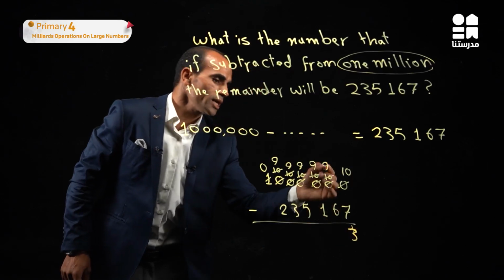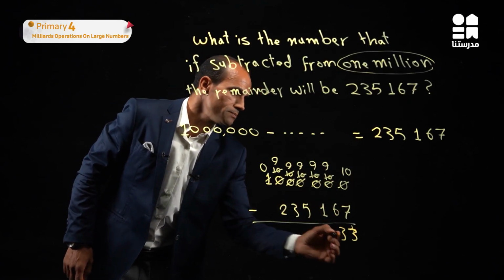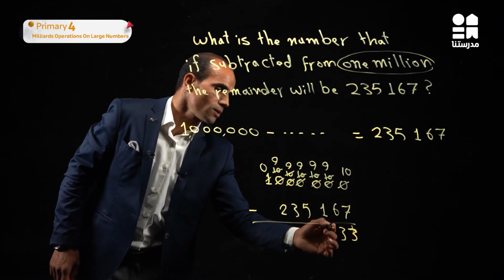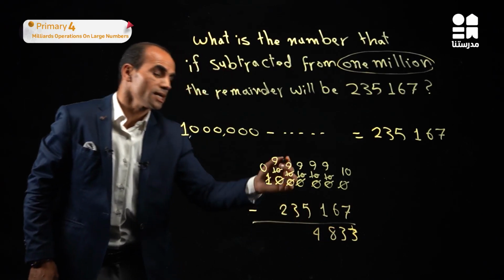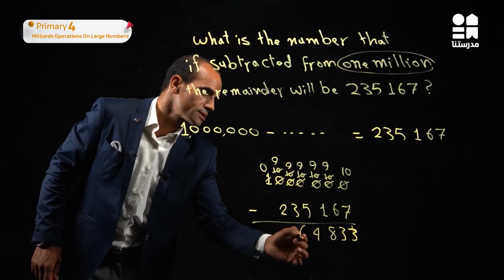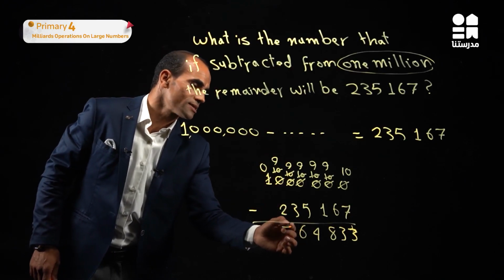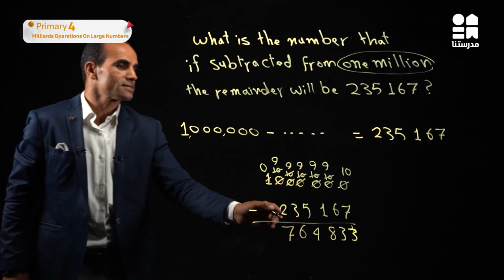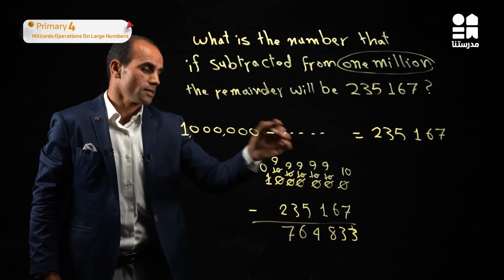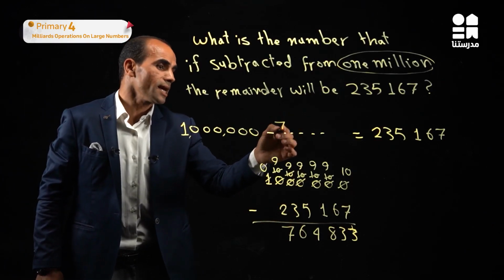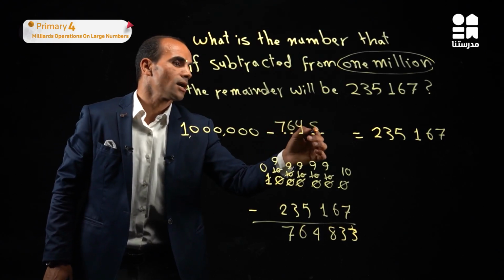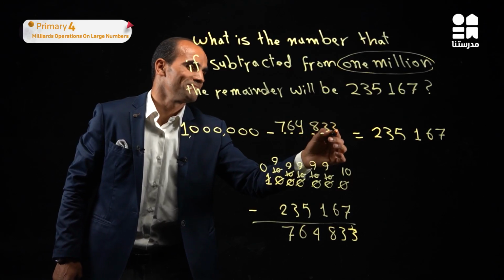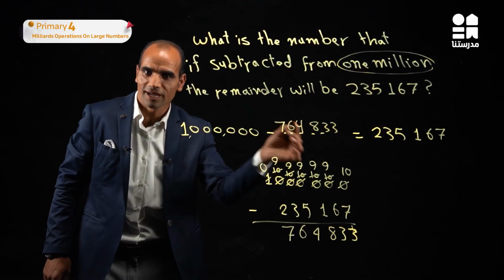This is 3. 9 minus 6 equals 3. 9 minus 1 equals 8. 9 minus 5 equals 4. 9 minus 3 equals 6. 9 minus 2 equals 7. So this is the solution of this operation. So here I write 764,833. This is the subtrahend.